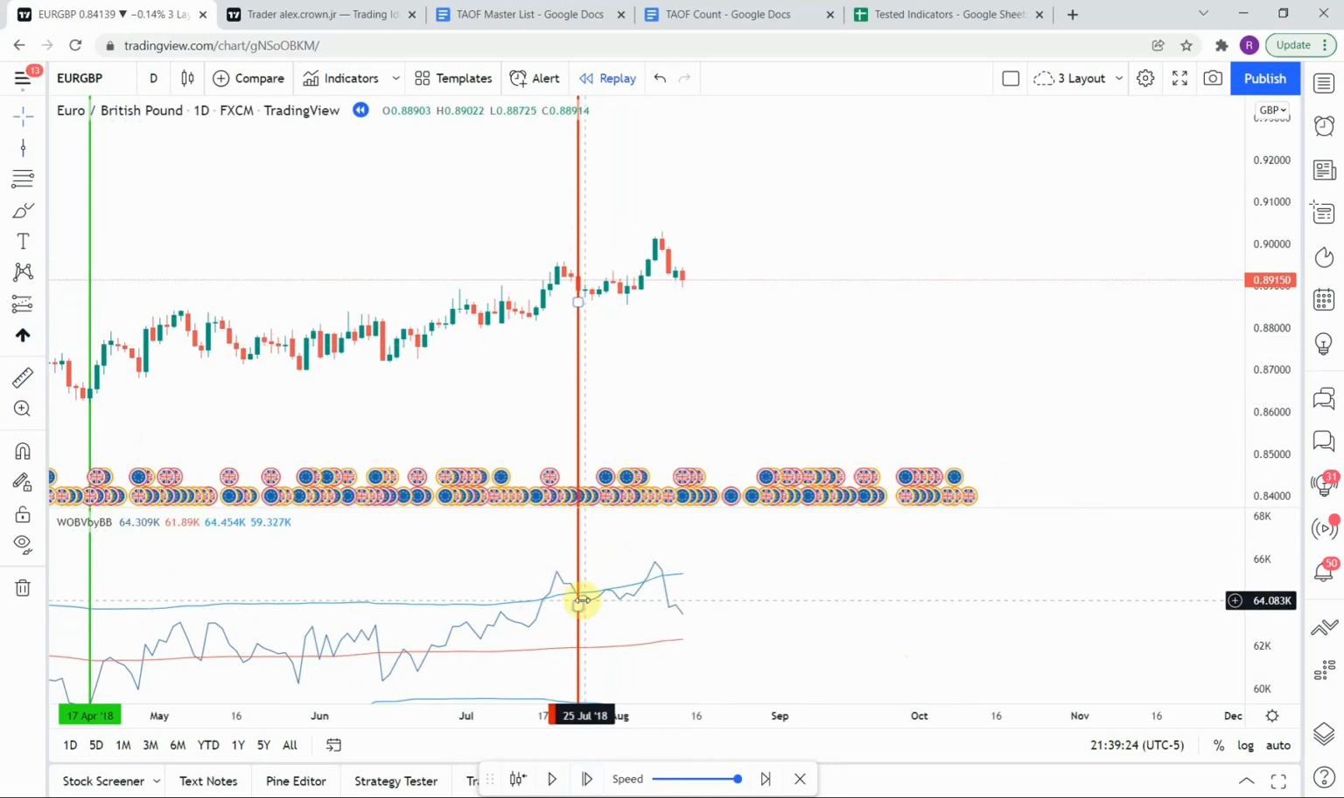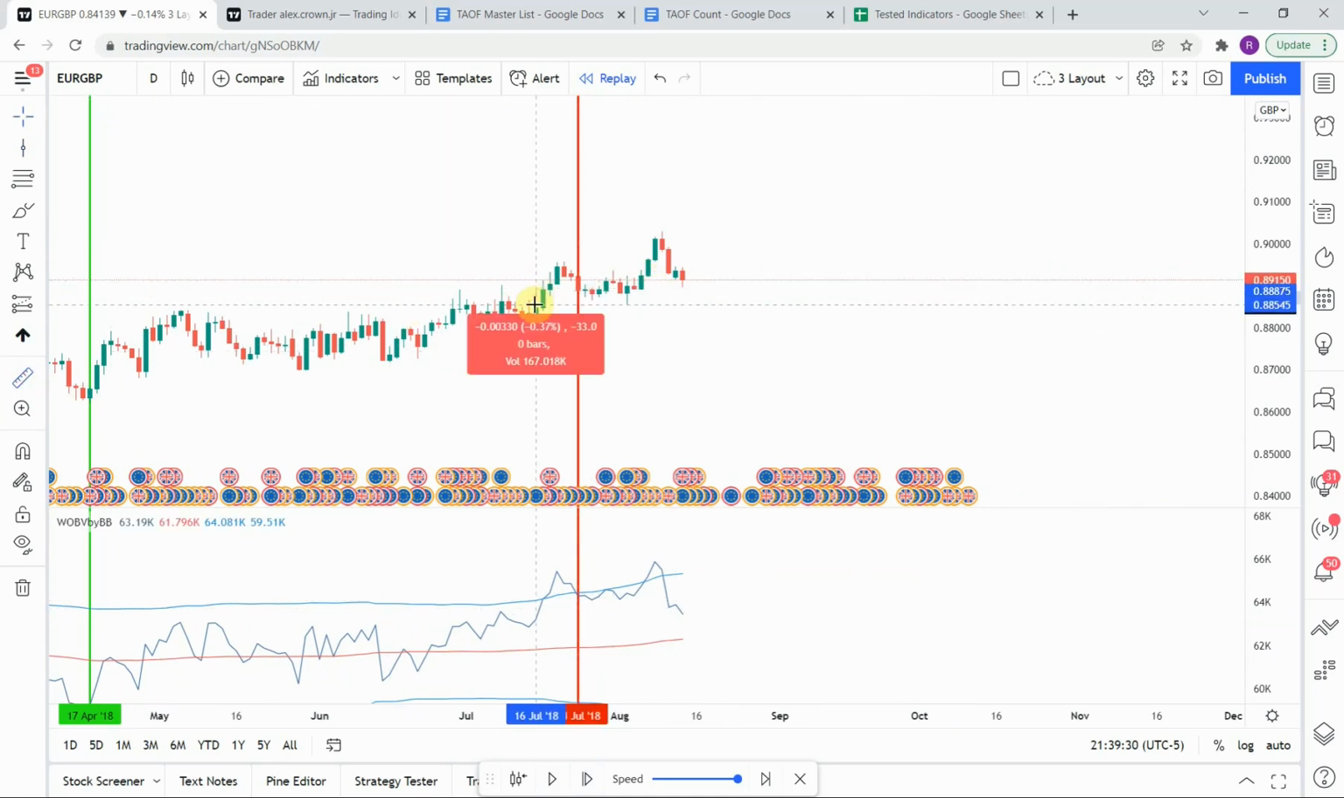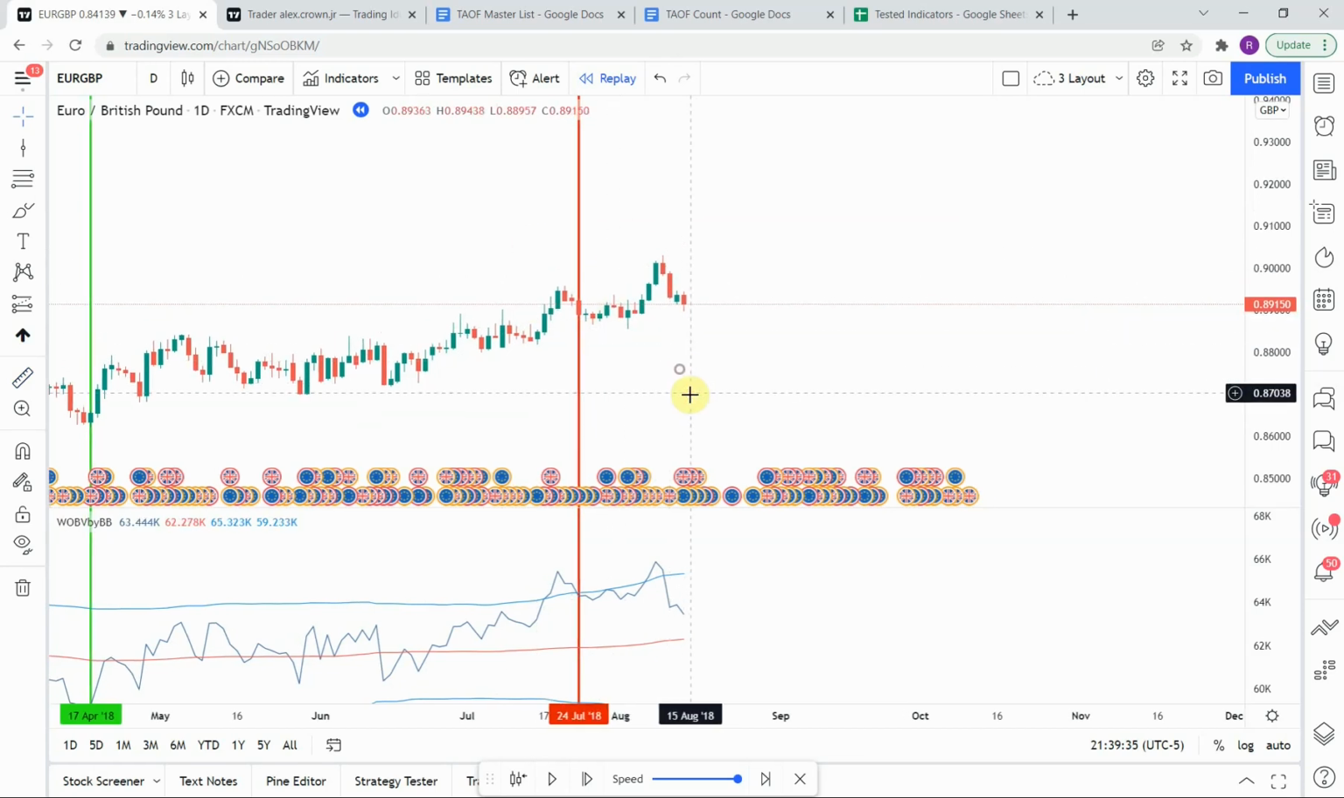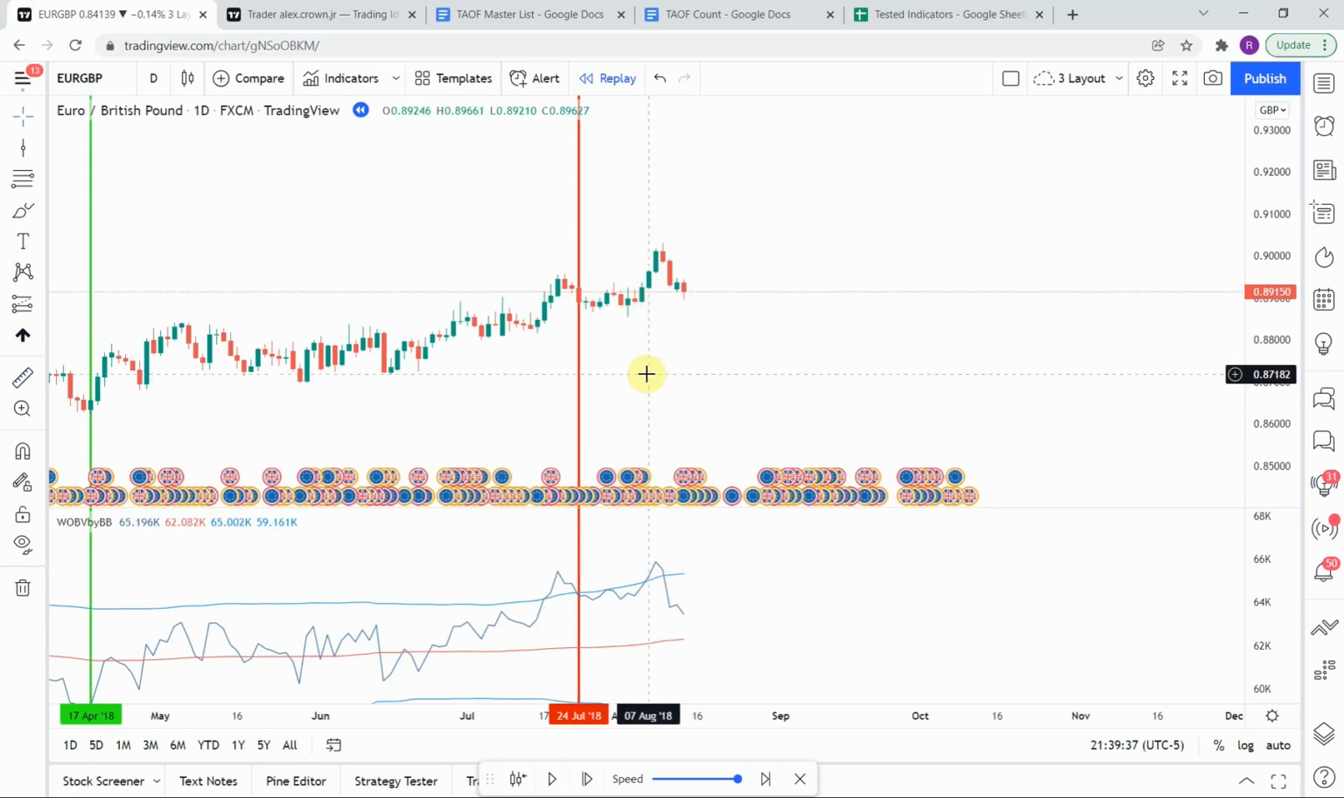Alright, so we pick up a short right here on this one. Unfortunately, this one does get stopped out. It got really close to the take profit, but just wasn't quite able to get there before we get this push to the upside. Excuse me, and it ends up stopping us out.